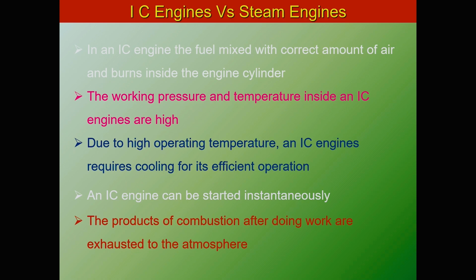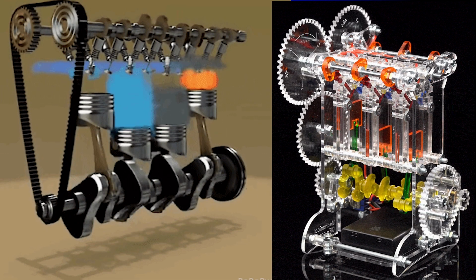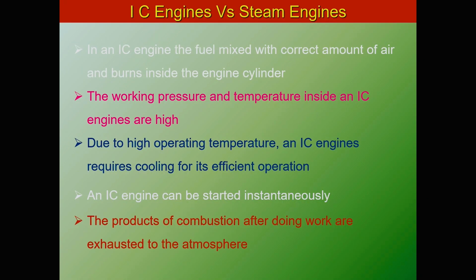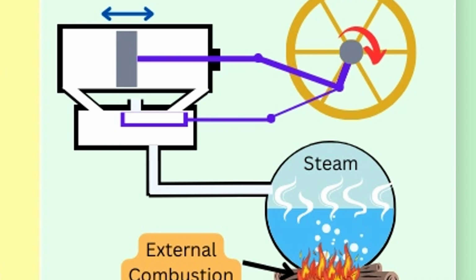Well, second point, the working pressure and temperature inside an IC engine are very high. In a boiler, the steam pressure may be high, but the combustion temperature and pressure will not be high. Since the combustion takes place internally, it produces high pressure and high temperature, so we get more power output compared to the steam boiler. Here you have the boiler, there you have the engine. The steam has to be carried from here to there, so there will be a lot of losses: heat losses, pressure losses, everything.